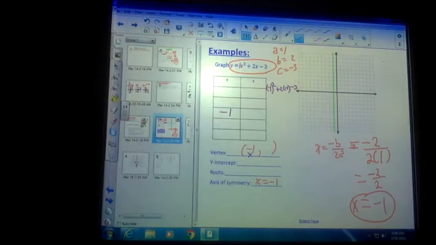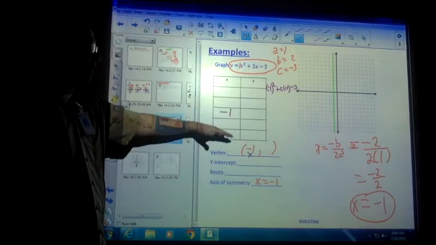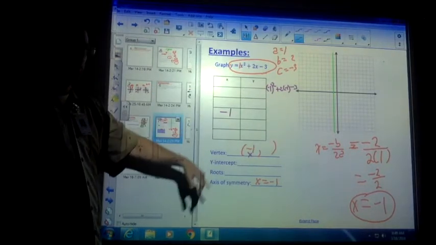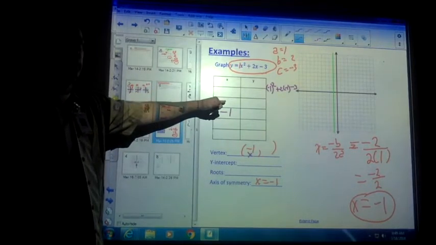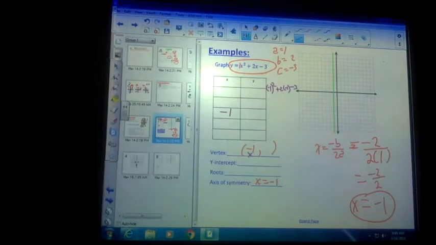Wait, how do you know where to put it on the x part? Why did you put it right in the middle? Yeah, the purple, the negative 1 on the x. So it's symmetric. We're going to graph on either side of the vertex. What's nice is if I find this point, the other will be the same as long as it's the same distance from it.